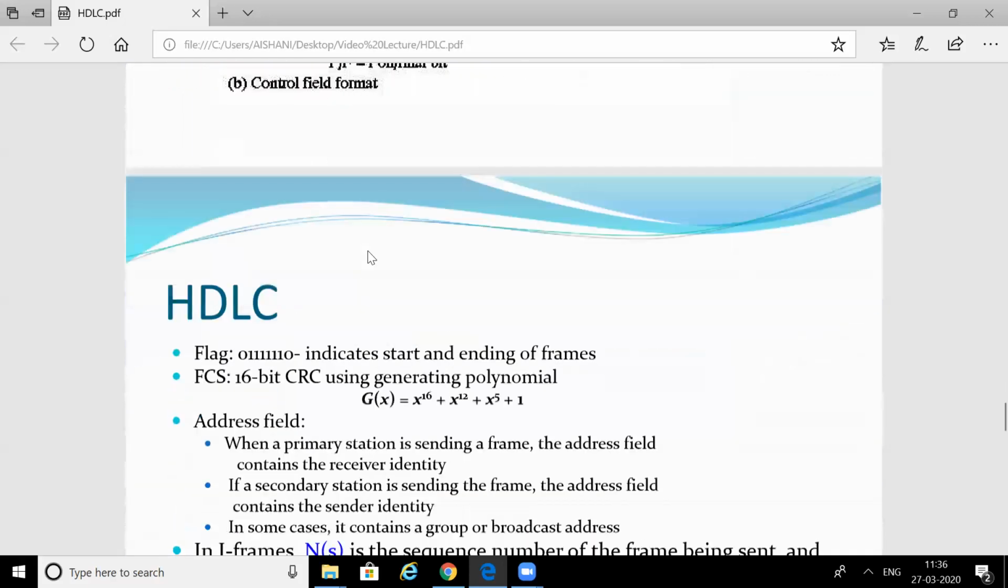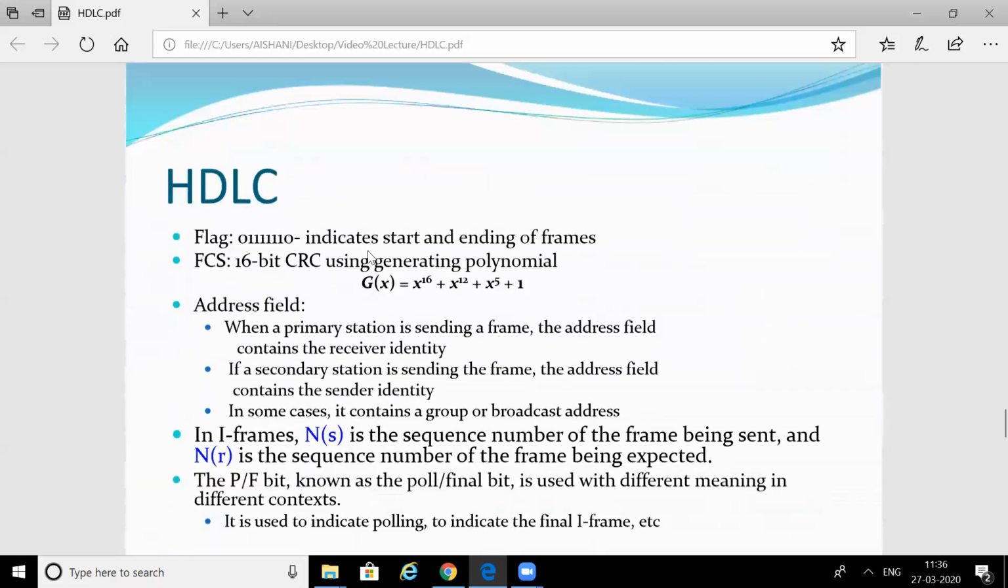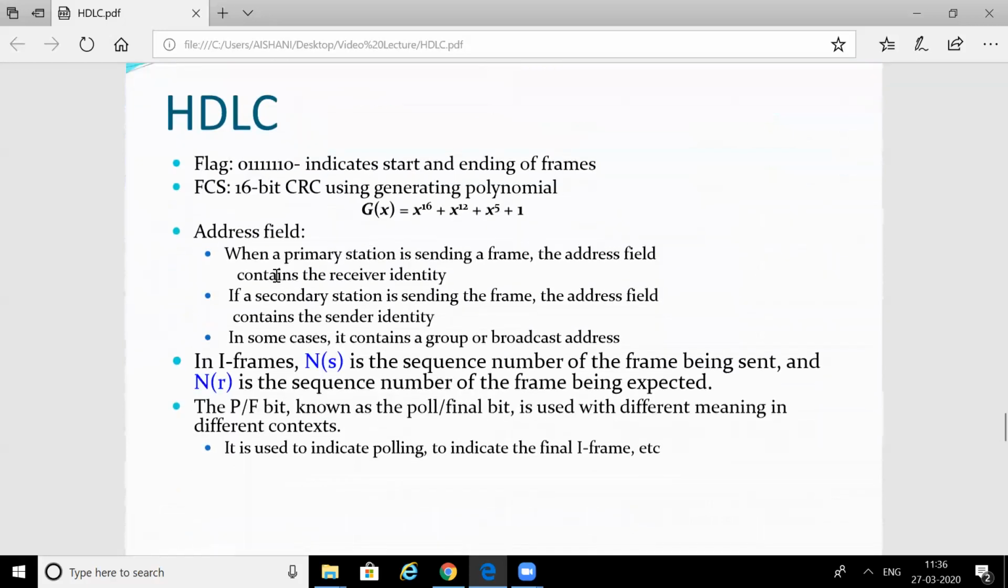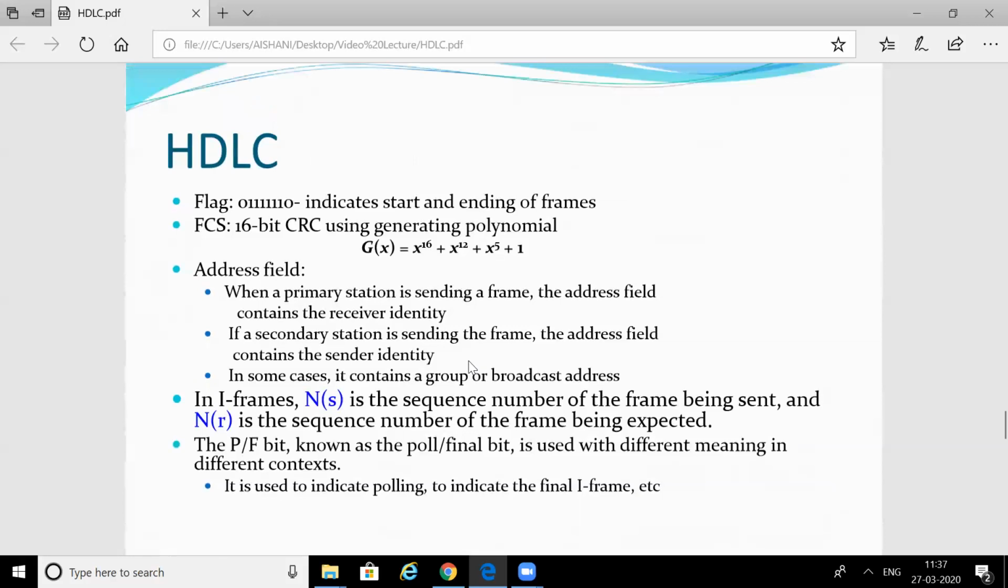Then there is an address field. Which type of address is used here? When the primary station is sending a frame, obviously to the secondary station, the type of address is a "to" address. That means the address of the secondary station. When the secondary station is sending a frame, it is a "from" type of address. That means again it contains the address of the sender, that means the secondary station. And in some cases it contains a group or broadcast address.